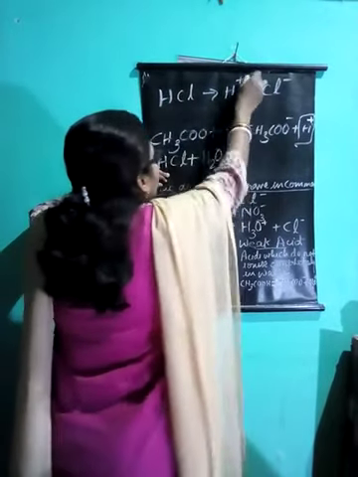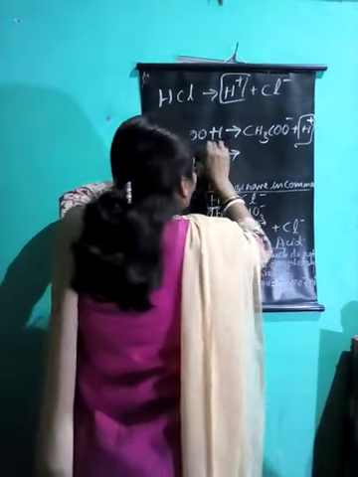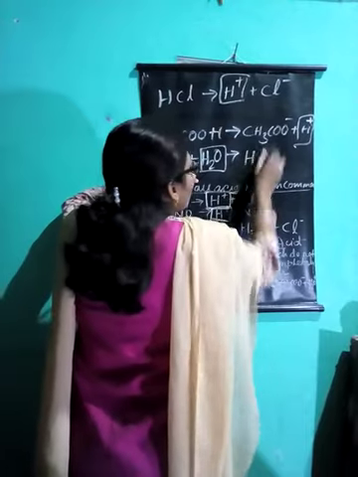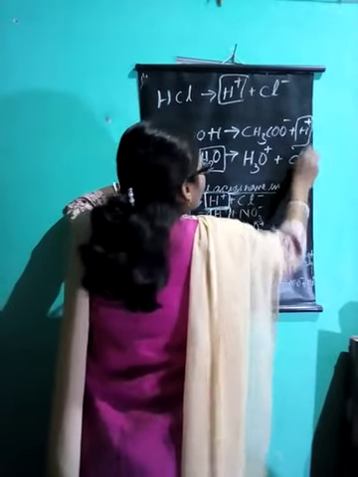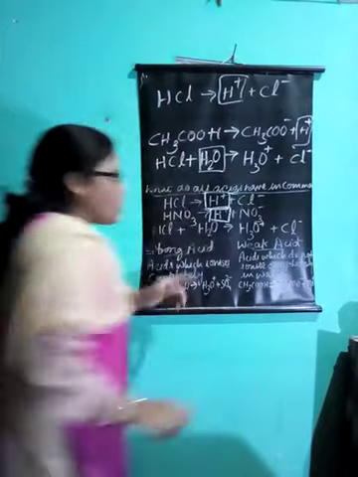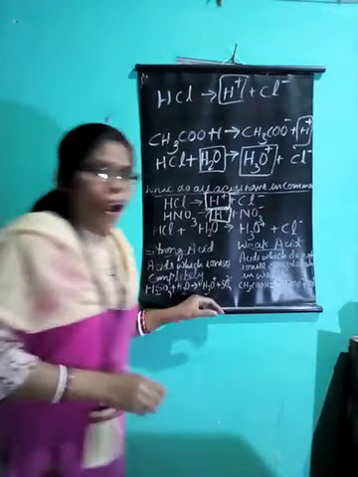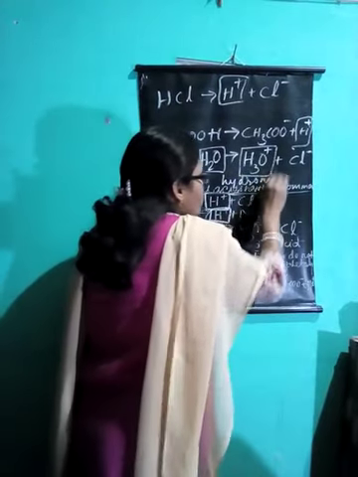What will happen? This H plus is very unstable. This H plus will come and join with your H2O and it will become H3O plus Cl minus. So this H3O plus is called the hydronium ion.